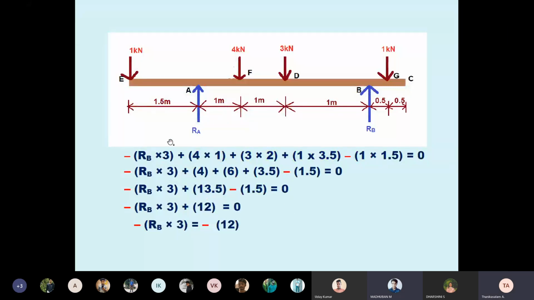Yes, sir. Understood, sir. Why are we not considering RA in taking moment? Why are we not considering RA, the reaction at A, for taking moment?